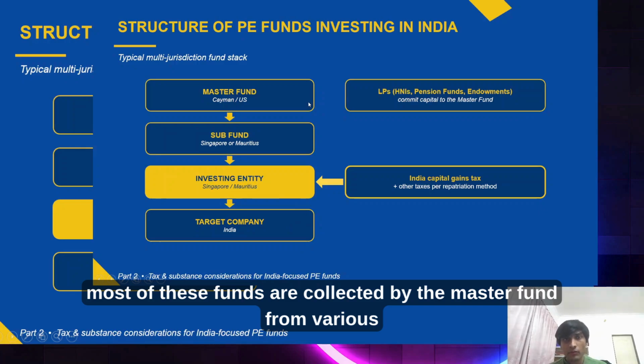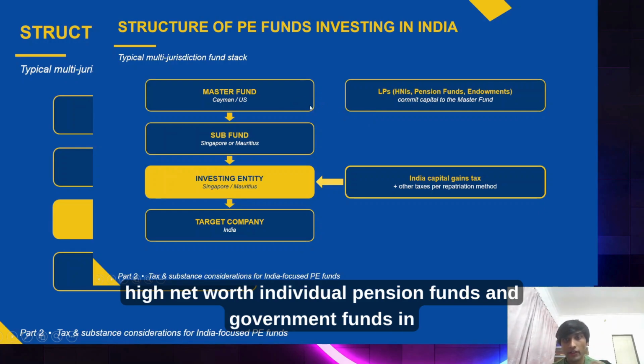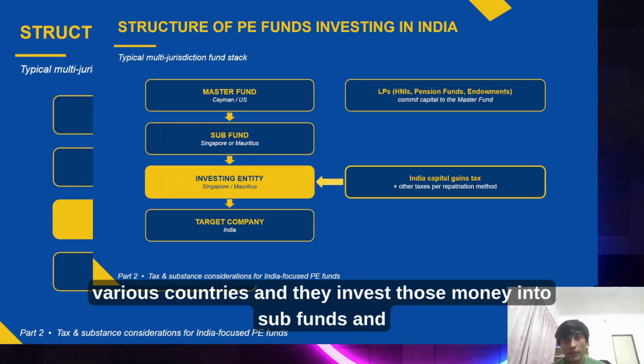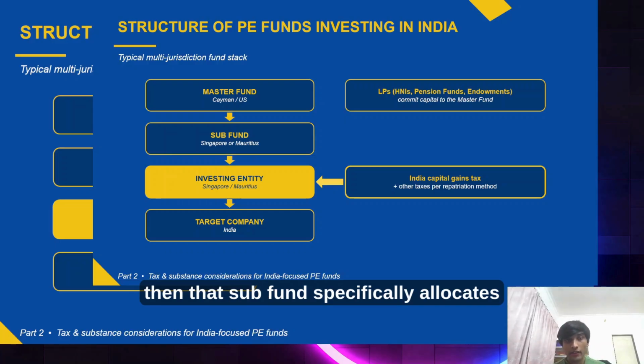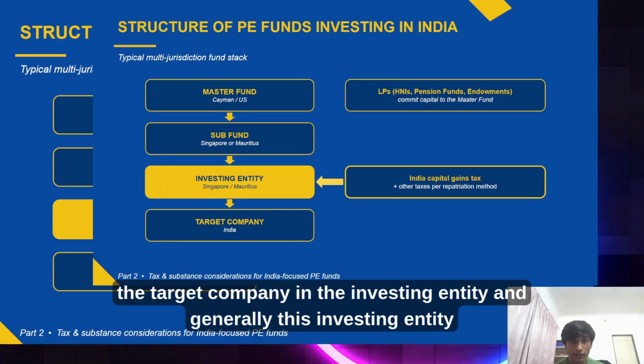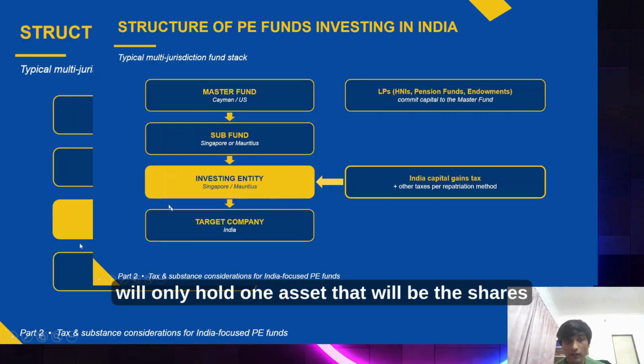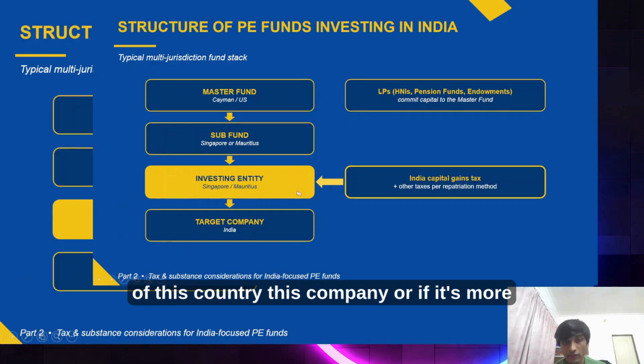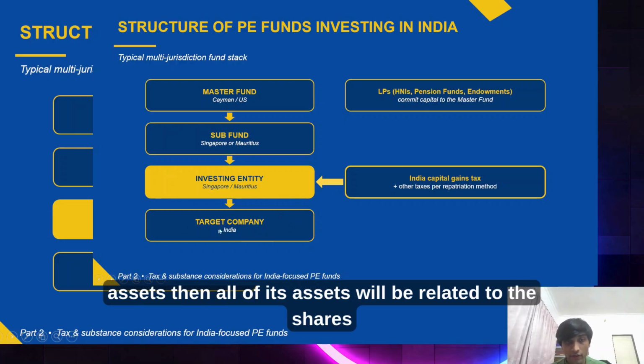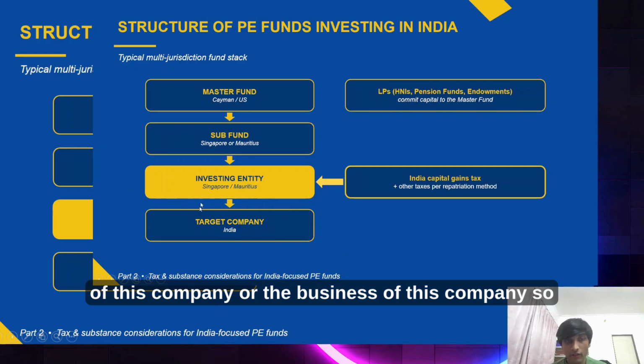Now most of these funds are collected by the master fund from various high net worth individuals, pension funds, and endowment funds in various countries, and they invest that money into sub funds, and then that sub fund specifically allocates the amount that is to be invested into the target company in the investing entity. And generally this investing entity will only hold one asset, that will be the shares of this company, or if it's more assets, all of its assets will be related to the shares of this company or the business of this company.